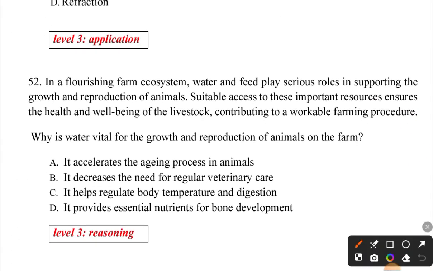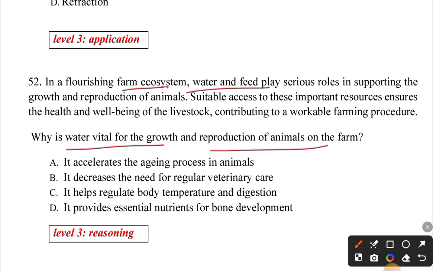52. In a flourishing farm ecosystem, water and feed play serious roles in supporting the growth and reproduction of animals. Suitable access to these important resources ensures the health and well-being of the livestock, contributing to workable farming procedure. Why is water vital for the growth and reproduction of animals on the farm?